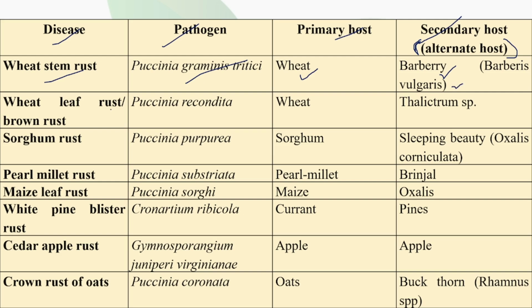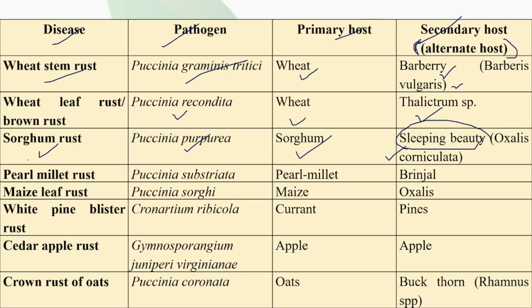Wheat leaf rust, otherwise called brown rust, Puccinia recondita. The primary host is wheat and the secondary hosts are Thalictrum species and Isopyrum, and one more species, Mahonia. And sorghum rust, Puccinia purpurea. The primary host is sorghum and the secondary host is sleeping beauty, Oxalis corniculata. It is very important.